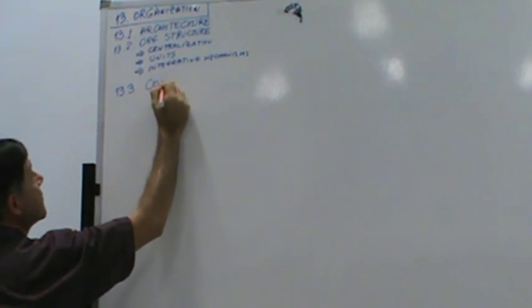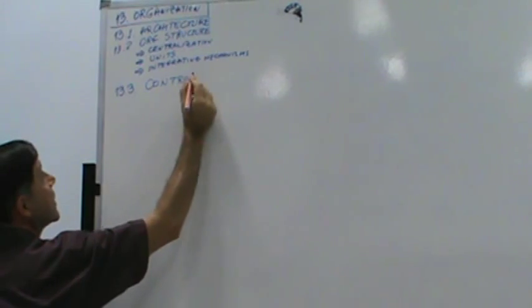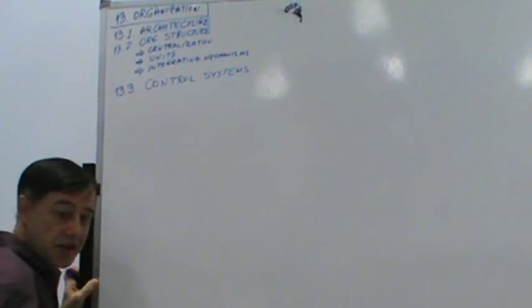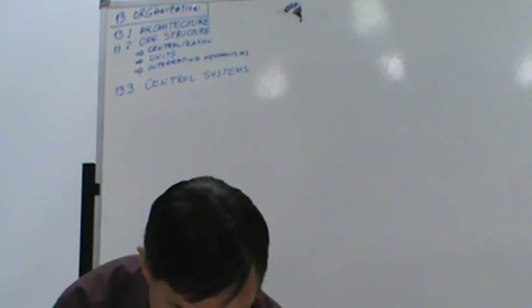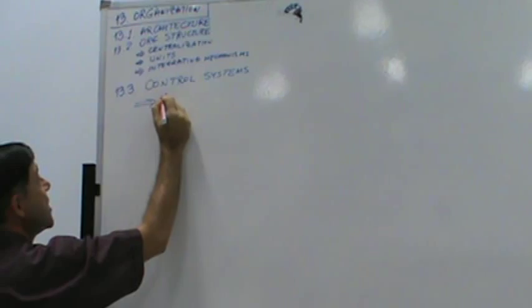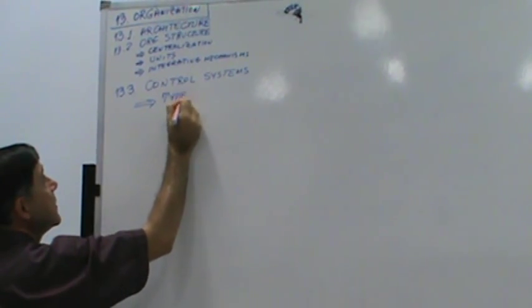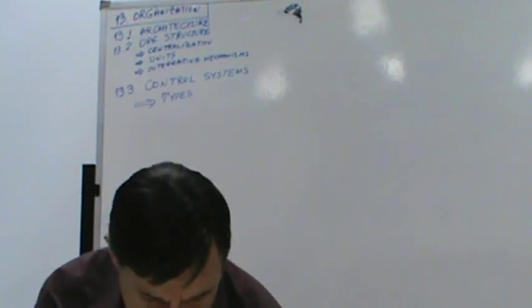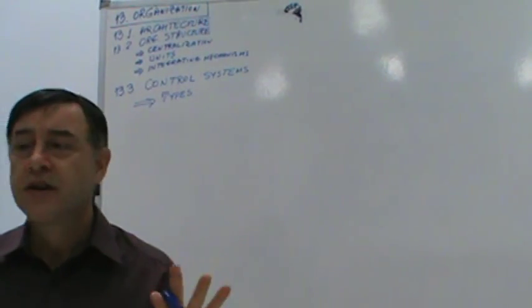Last time we only reached 13.3, control systems. And part of control systems, the first big subsection, was types. And within types, we had 4 types. Did I cover last time the 4 types? Let's just write them out.